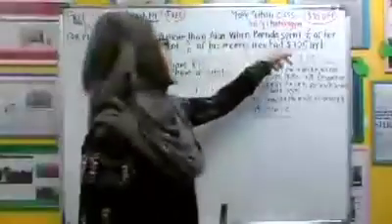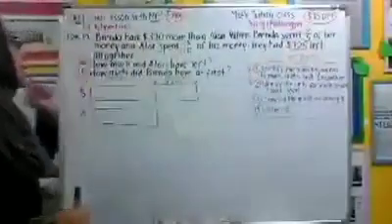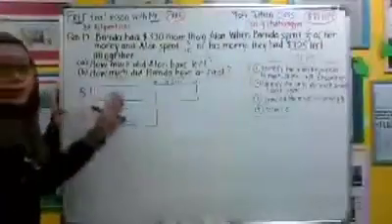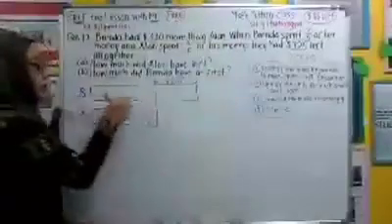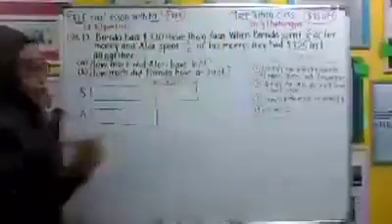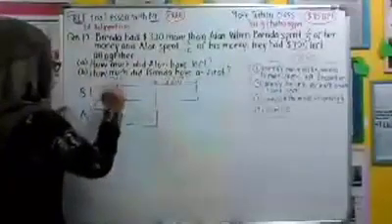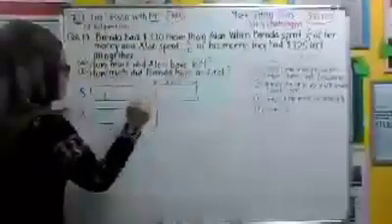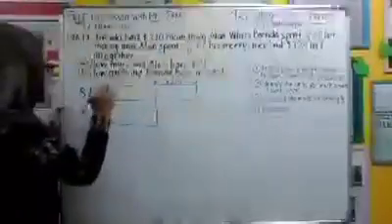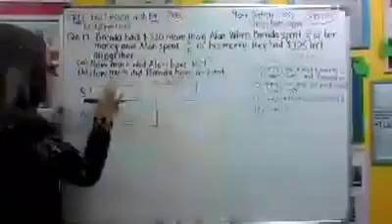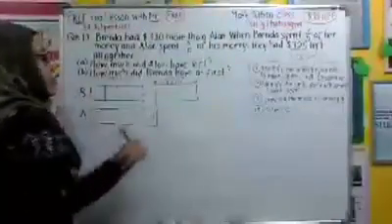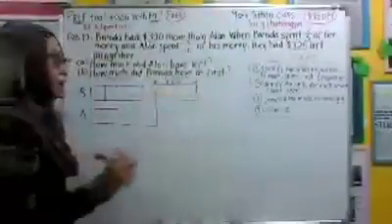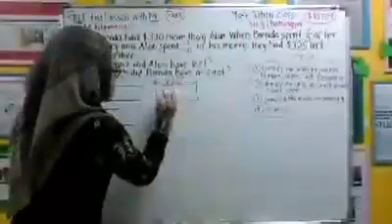Done? Next, when Brenda spent 2/5 of her money, let's focus on Brenda only. Brenda spent 2/5 of her money, which means in Brenda's model I need to cut it into 5 parts. Try as best as possible to make it uniform, to make it equal. If I cut 5 parts here, the extra part must also be cut into 5 parts.